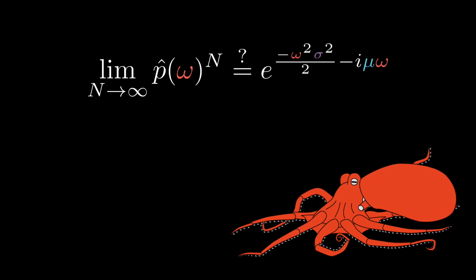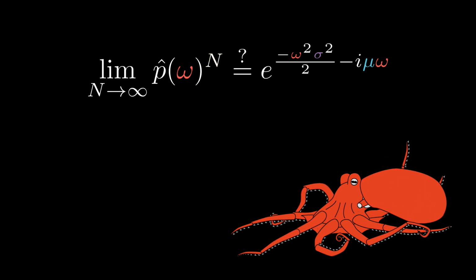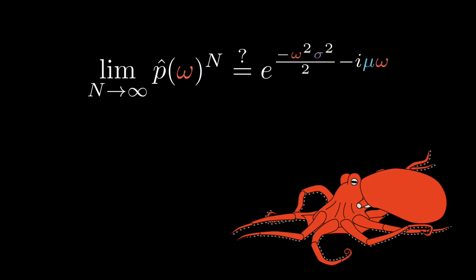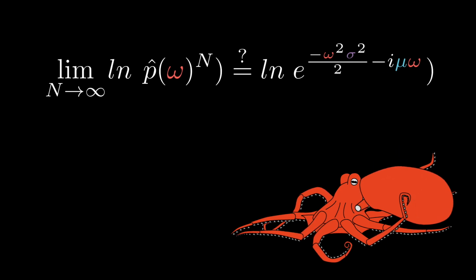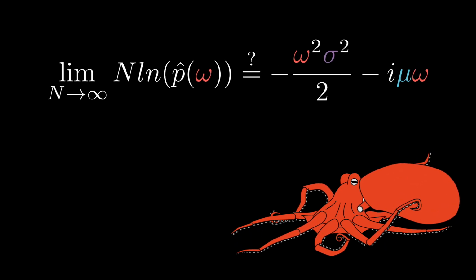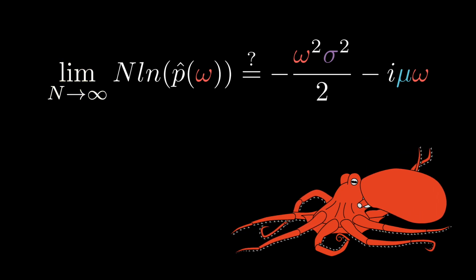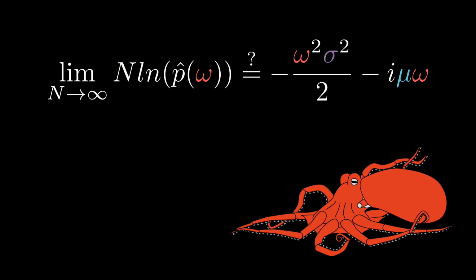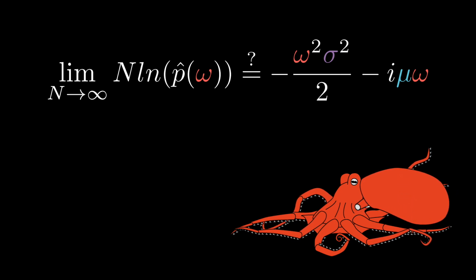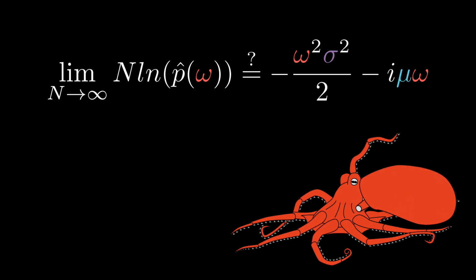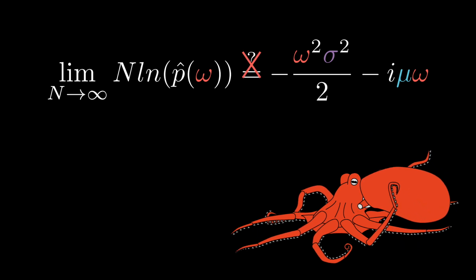On the left, this Fourier transform is raised to the power n, and on the right, we have an exponential function. We could quickly eliminate these exponents by taking the natural logarithm of both sides of the equation. But this presents us with a new problem. On the left, the quantity that we're taking the limit of now has a factor of n out front. As n goes to infinity, the left side will explode off to infinity. This implies that the two sides of the equation are not equal, which is true. The two sides of this equation are not equal in general.